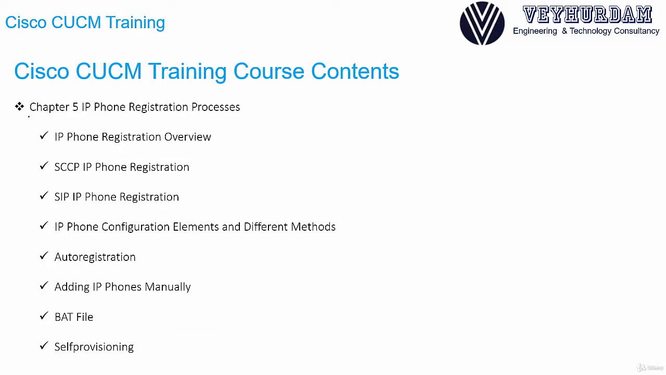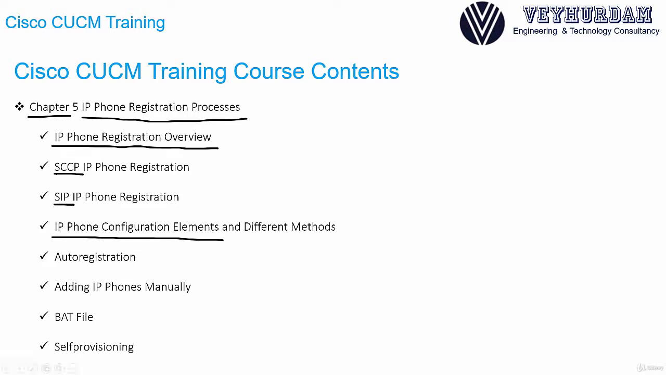In chapter 5, we will talk about IP phone registration processes and some features that are related with the initial IP phone registration. So first of all, we will understand how an IP phone is registered to a CUCM. So we will talk about 6 steps. And then we will understand what is the difference between SCCP IP phone registration and SIP IP phone registration. We will see each difference, and we will be able to answer in which one you will get the full configuration.